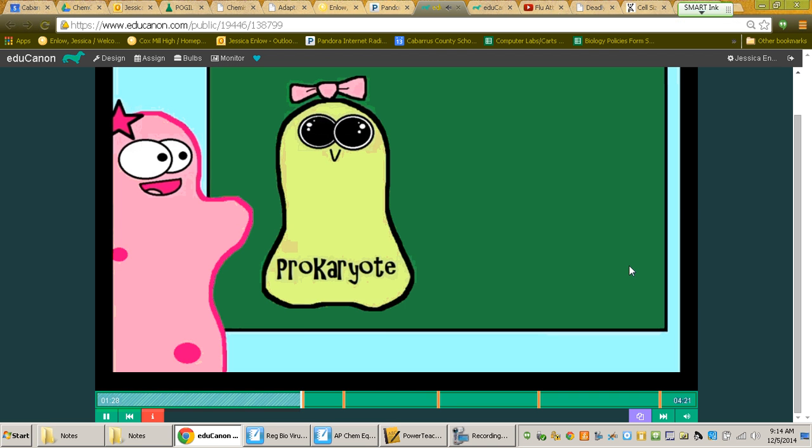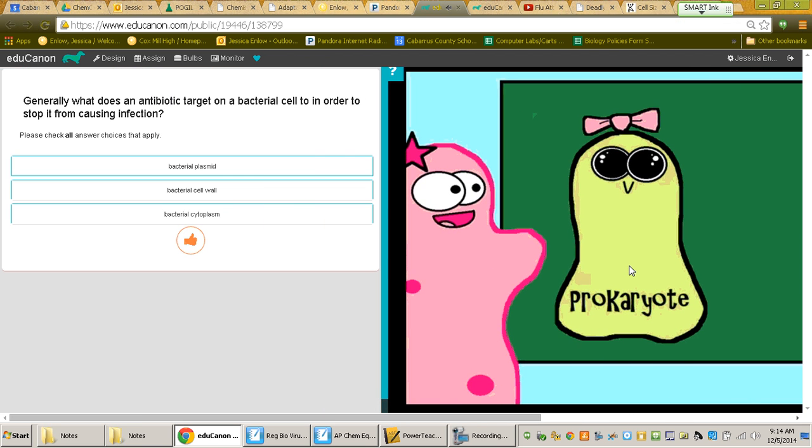Bacteria are a great example of, oh, we have a question. Generally, what does an antibiotic target on a bacterial cell in order to stop it from causing infection? Prokaryote structurals, which in this case, it says plasmid, cell wall, or cytoplasm. Cell wall, thank you, good job. Definitely the cell wall, so that's a good one. Antibiotics target the cell wall.